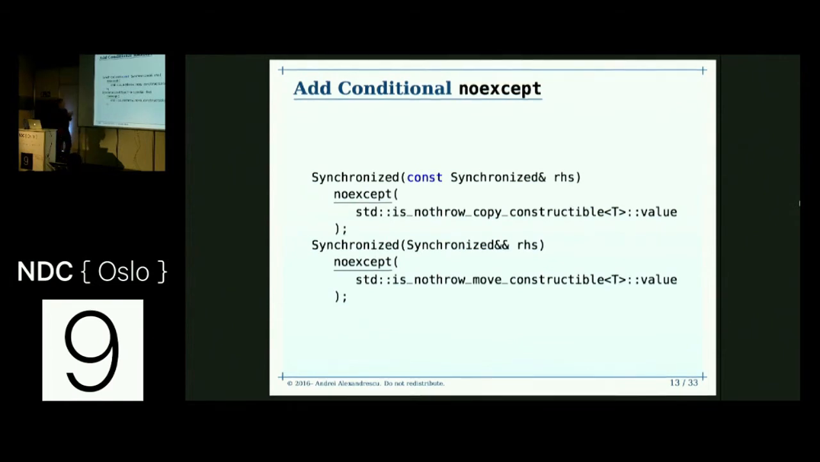One nice trick here is we have the conditional noexcept going on, which goes like this. Whenever you copy a synchronized object, it's going to be noexcept if and only if the value itself is no-throw copy constructible. So that's a nice example of using a bit of introspection there to make sure that we propagate properly the capabilities of T, which is our generic argument, into the capabilities of Synchronized. Makes sense? Did you know about this? Like noexcept? So you have a few folks who don't.